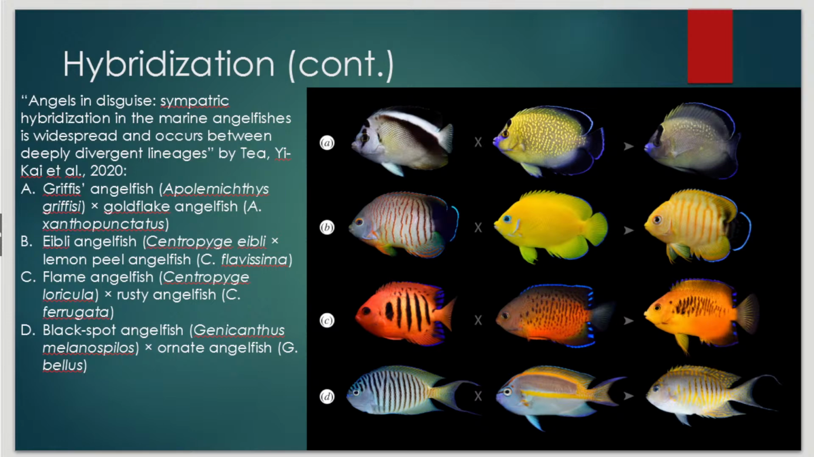You have these are different. I was going to say cichlids. These are different angelfish. So the first 2 columns are separate species of angelfish, and then the third column are their hybrids. So the top row is the Griffiths angelfish and the goldflake angelfish, and that produces that little hybrid.